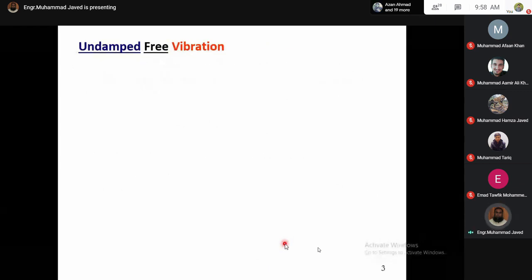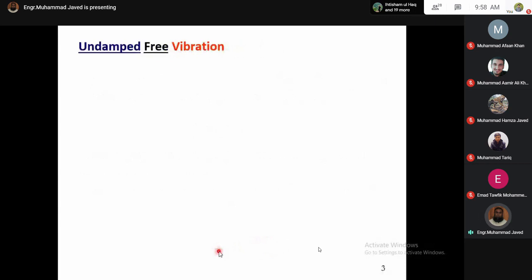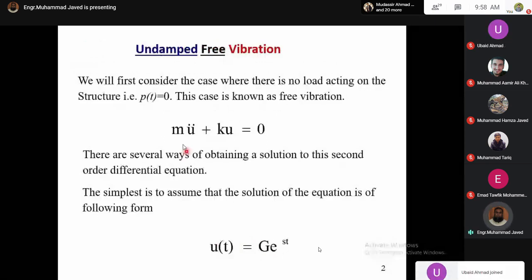Now if we substitute this value of u of t in this equation, and in order to find u double dot, you will have to differentiate it twice, because आप इसको 2 times differentiate करने से क्या आएगा, u double dot t is equal to g into s square into e raised to power st. तो अगर आप सब u of t and u double dot of t की वैल्यू इस इक्वेशन में सब्स्टिट्यूट कर दें, you will get this equation.